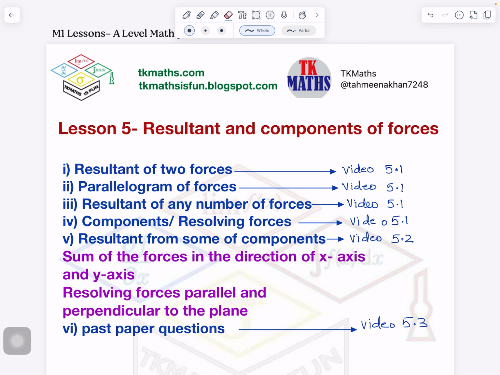Today's video is a continuation of complete lessons of M1 A-level mathematics. Now we are on lesson 5, which is on resultant and component of forces. On this topic we will have 3 videos. The first video, this one, has resultant of 2 forces. You can see here parallelogram of forces, resultant of any number of forces, and components or resolving forces. So these 4 aspects we will cover in this video.